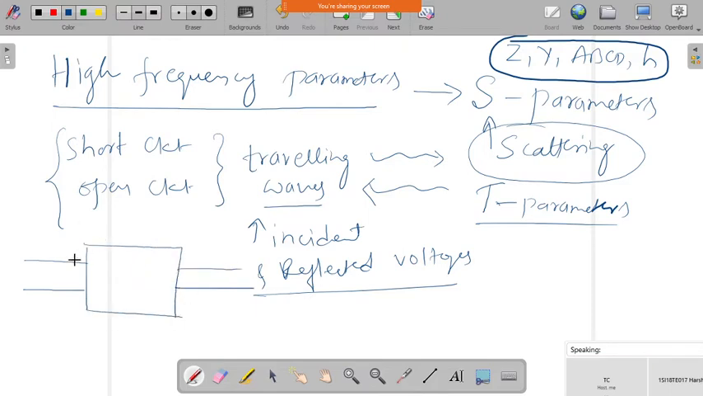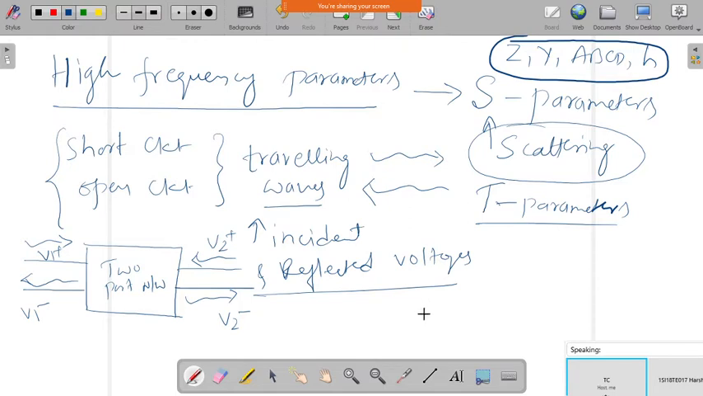okay, where we will have the incident voltage V1 plus and a reflected voltage V1 minus. Similarly, we have the incident voltage V2 plus and reflected voltage V2 minus. So this is what we considered as a two-port network. Now we can define the equations for this two-port network in terms of the scattering parameters.